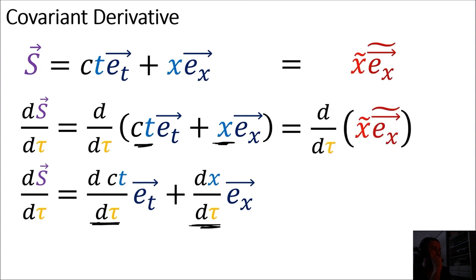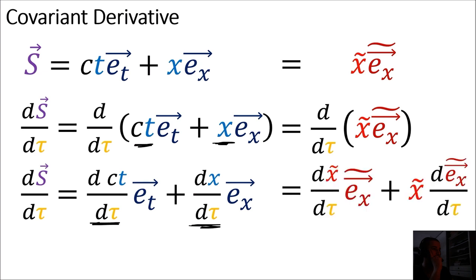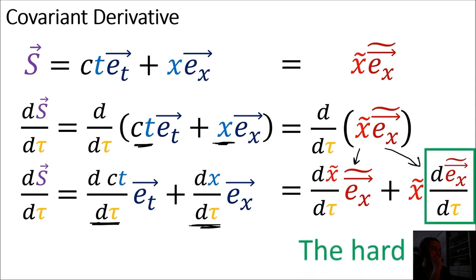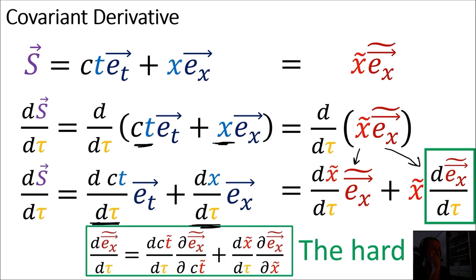But in Rindler coordinates, the basis vectors can change from point to point. So to take this derivative, we use product rule to get one term with the derivative of the vector component and another term with the derivative of the basis vector ex tilde. The derivative of the ex tilde basis vector is the hard part of this equation. To make it a bit easier, we can use multivariable chain rule to break this derivative down into 2 parts. Our new job is to figure out the derivative of the ex tilde basis vector in the direction of the ct tilde coordinate and the direction of the x tilde coordinate.